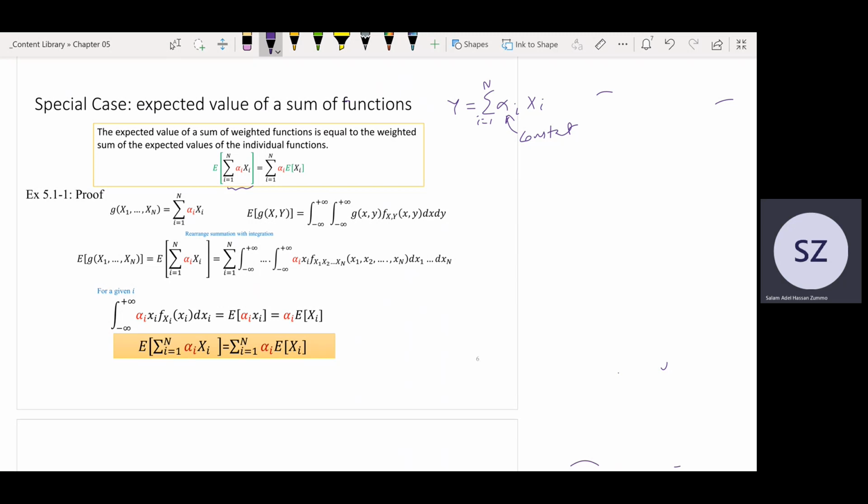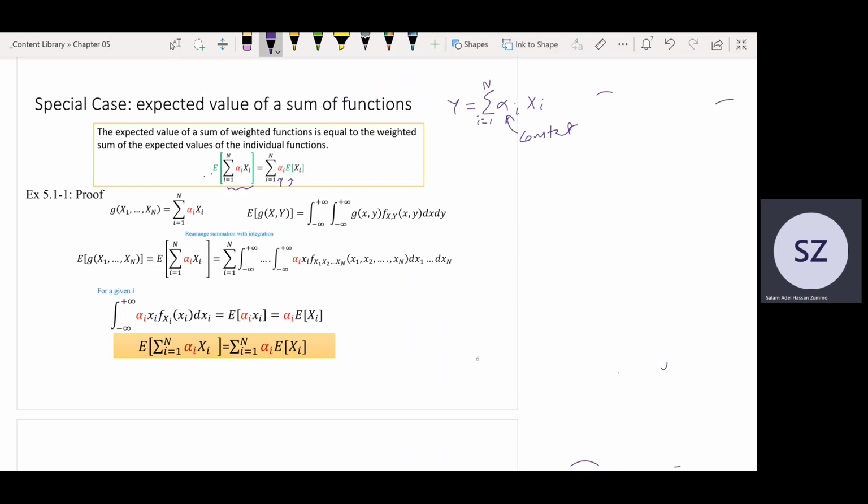By using the concept of linearity of the expected value, we know that we can just put the expected value inside the summation. Then the expected value is nothing but either integration or summation, and you can replace it with a summation. So basically, this is equal to the summation of alpha i multiplied by the expected value of x individual.